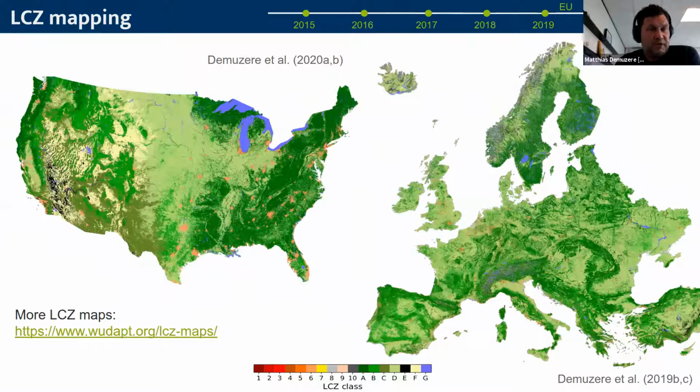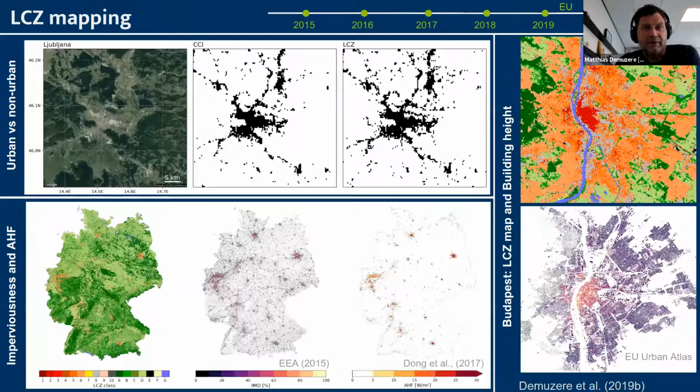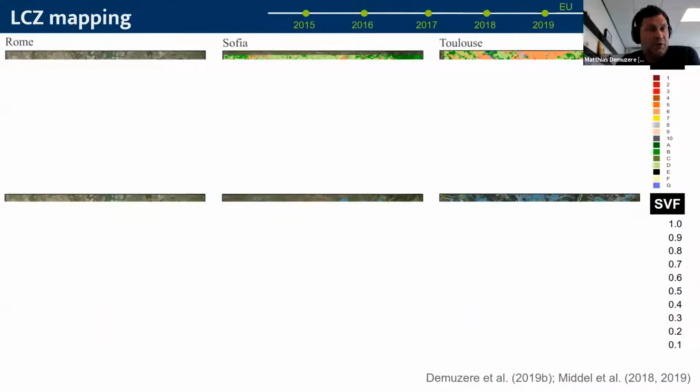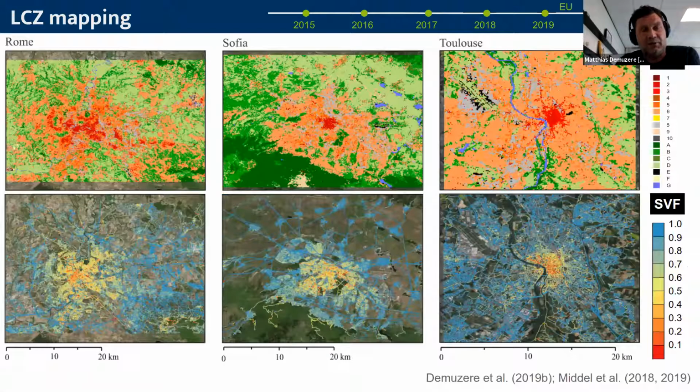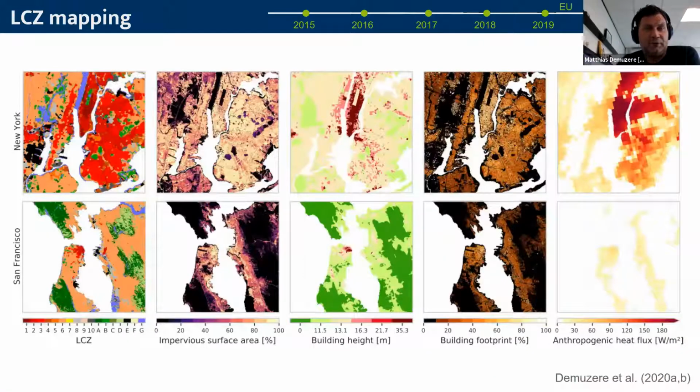These maps have been benchmarked with a variety of independent data sets, such as ESA CCI's land cover, EU's imperviousness product, Dong's global anthropogenic heat flux data, and building height for 32 cities from EU's Urban Atlas project. We also use Skyview fraction data, which was retrieved by Ariane Middel and her team, and we benchmarked the US LCZ map against the building footprint dataset from Microsoft that contains well above 100 million building footprints covering all of the United States.